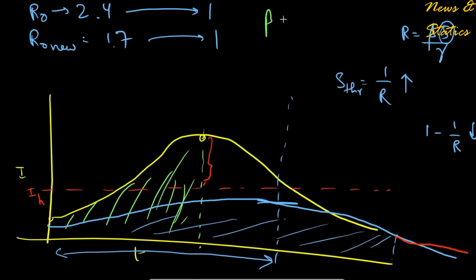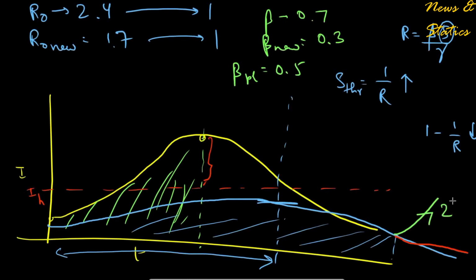If beta is say 0.7 and your new beta you have decreased during the lockdown to say 0.3, now when you ease the lockdown and you increase the beta value, so beta post lockdown, if you make it say 0.5, and if it is too much, so that the R, which is beta S upon gamma, actually becomes greater than 1, then it will again start increasing exponentially. So this thing will be called a second wave.